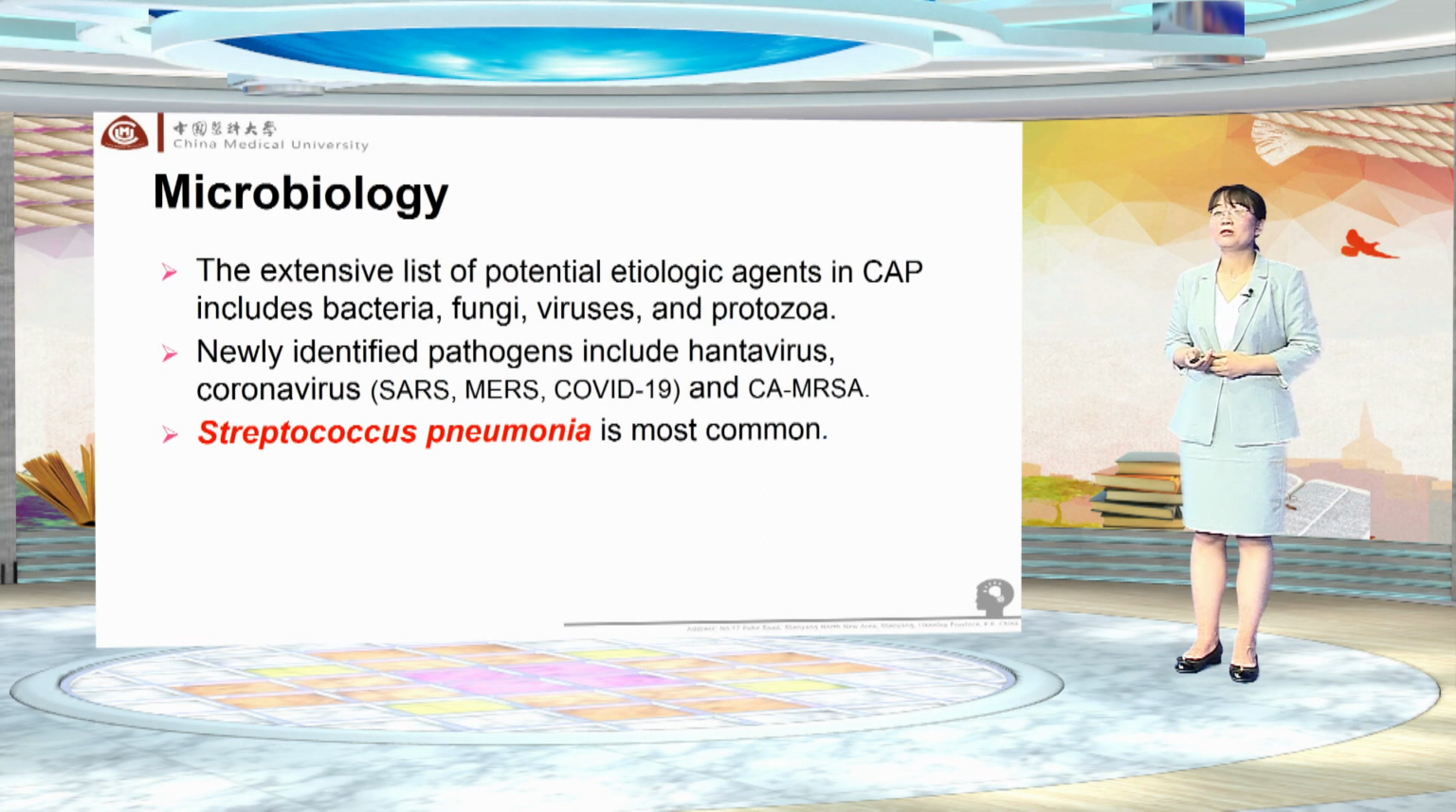The extensive list of potential etiologic agents in CAP includes bacteria, fungi, viruses, and protozoa. Newly identified pathogens include hantaviruses, coronaviruses such as SARS, MERS, COVID-19, and CA-MRSA. The data shows Streptococcus pneumoniae is most common.